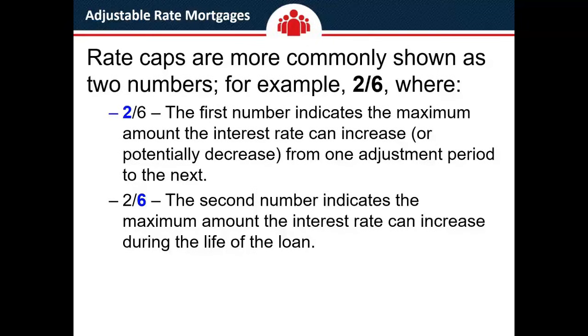Because the most it can go up the first time is 2. And then say it adjusts again the second time. It's at 6 now. The most it can go up to is 8 because it can only go up by 2 percentage points. And then say it adjusts again. What's the most it can go up? Another 2. So that's 2, 2, and 2.